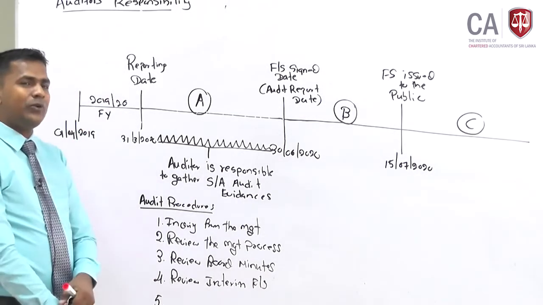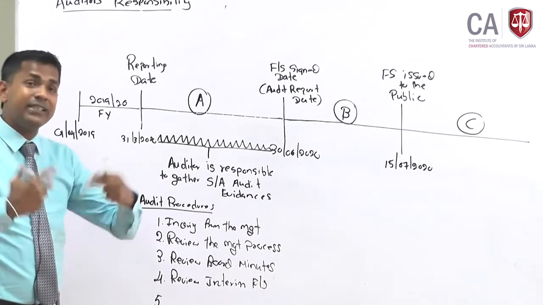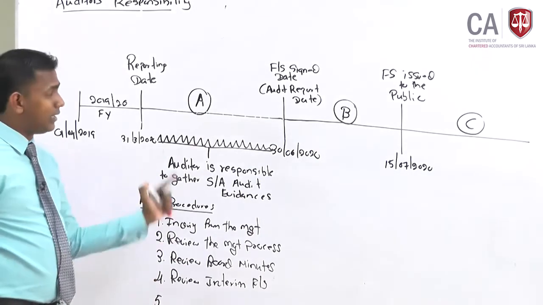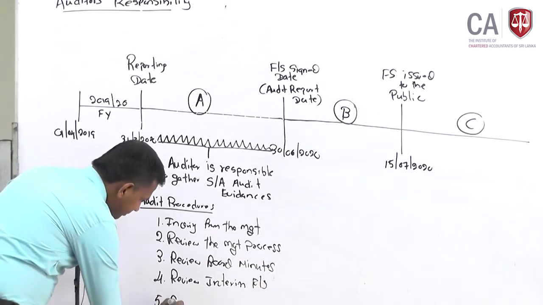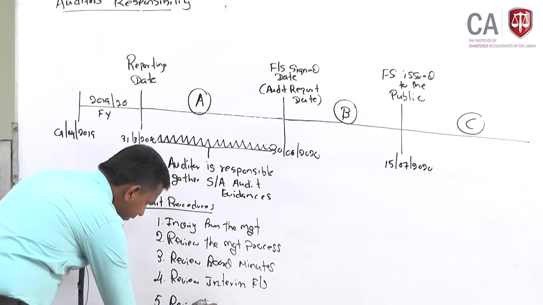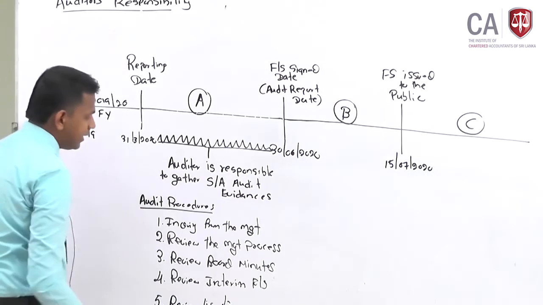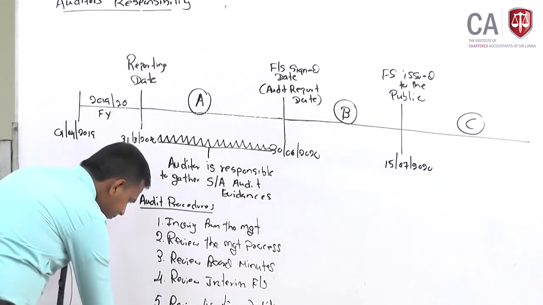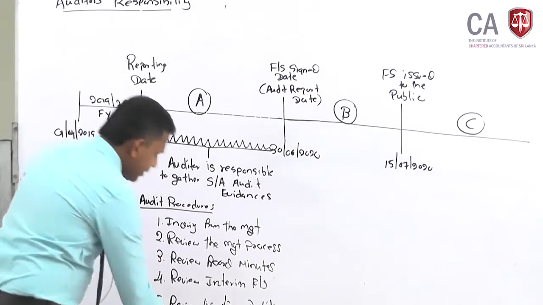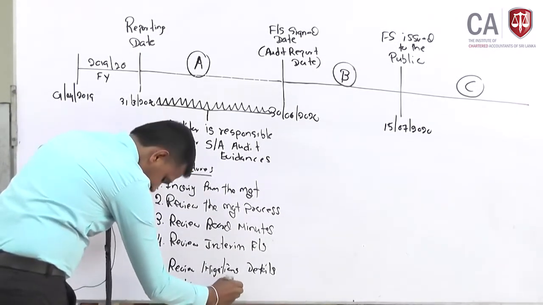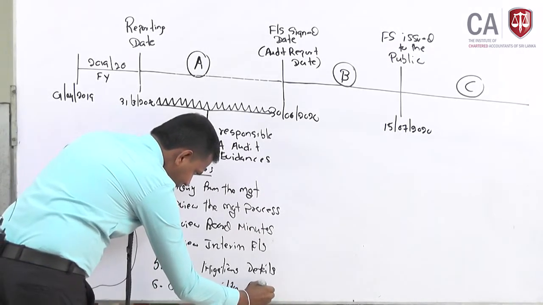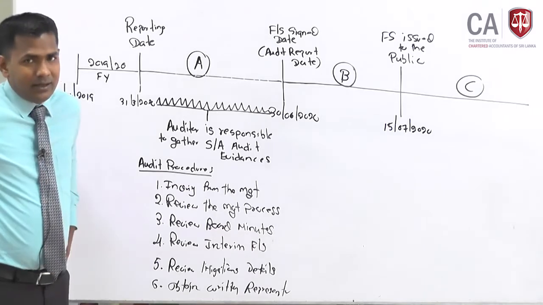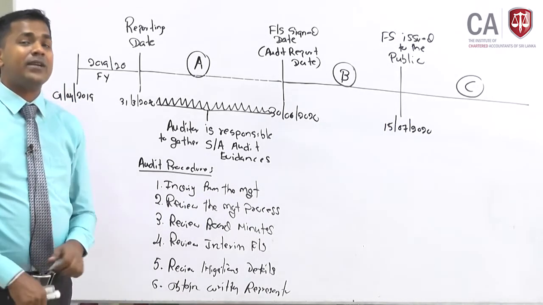Number 5, what we can do is check the legal documents and litigations. We can discuss legal matters with the lawyers to see whether there are any legal compliance issues during that 3 months, right? So review litigation related details. Last one, number 6, obtain written representation. That means you are getting a letter from those charged with governance stating that all the subsequent events have been properly captured and reflected in the finance statement.